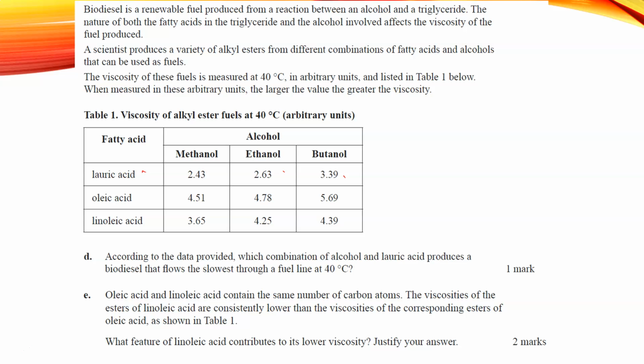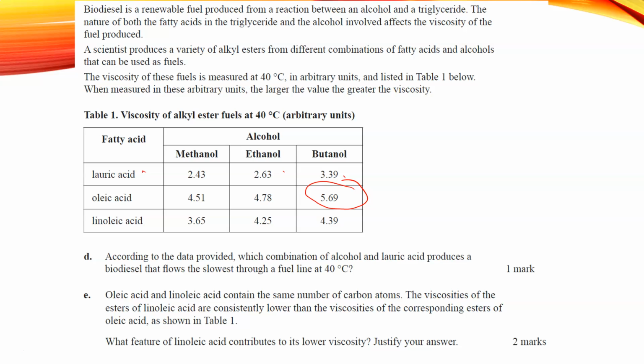So these are the viscosities of the 3. Viscosity is resistance to flow. So the larger the viscosity, the larger the resistance to flow. It looks to me as though the largest value there is the butanol. And then 1 mark for that. So that's a fairly easy 1 mark, and it just requires you to know the definition of viscosity.